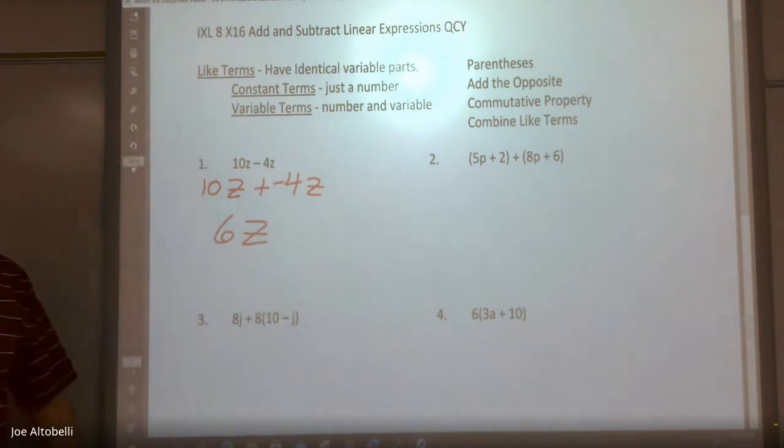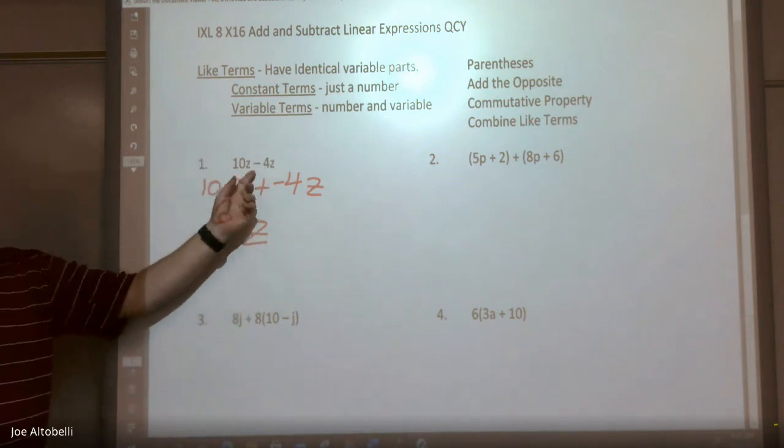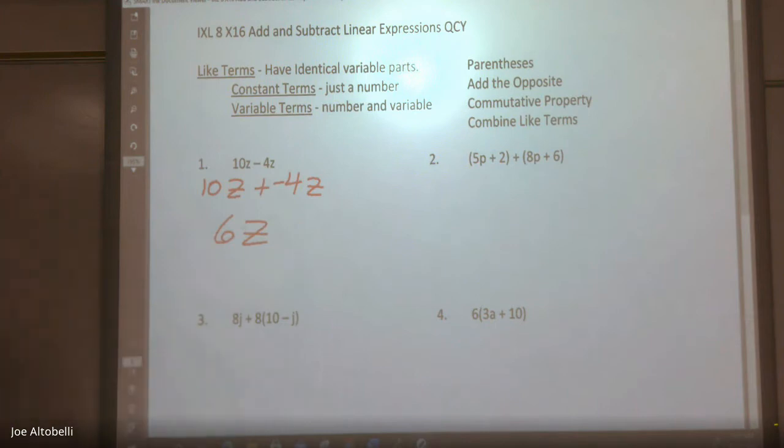And you should get 6z. Some of you can go 10 minus 4 and get 6. Otherwise, you can rewrite it to adding the opposite.